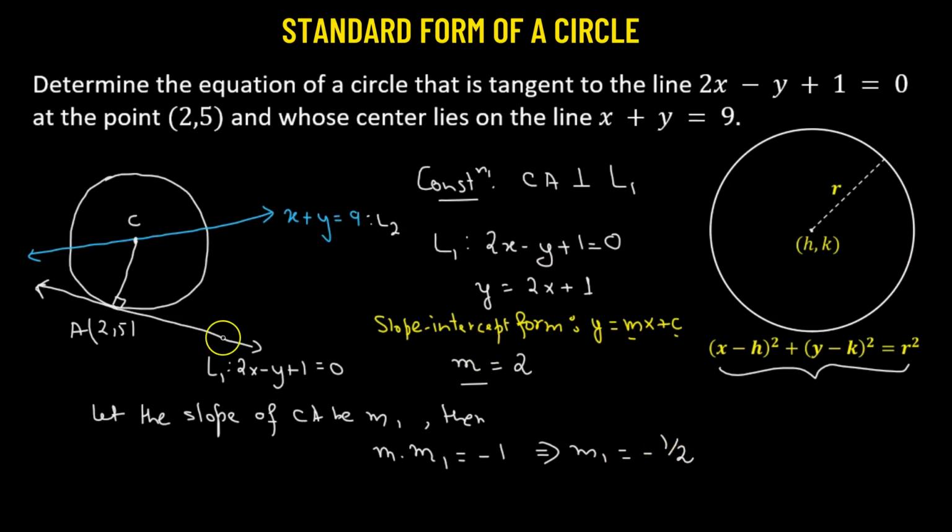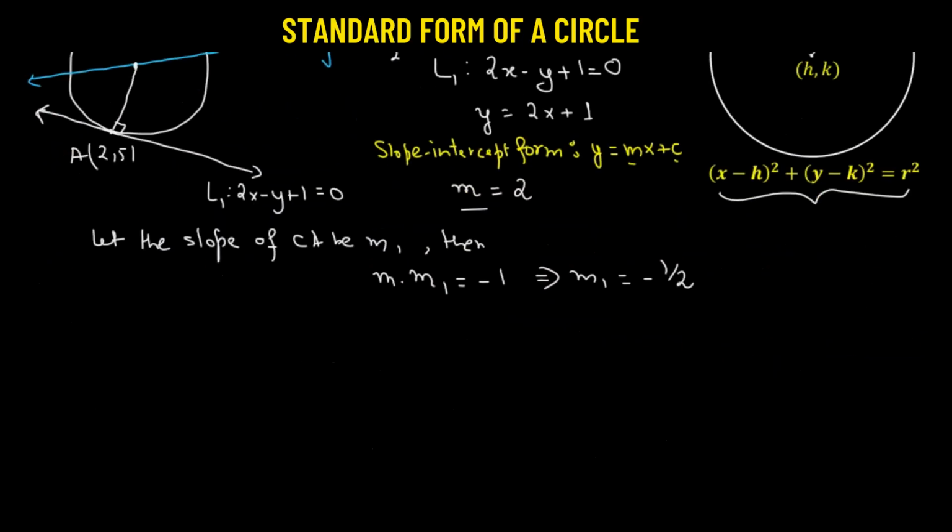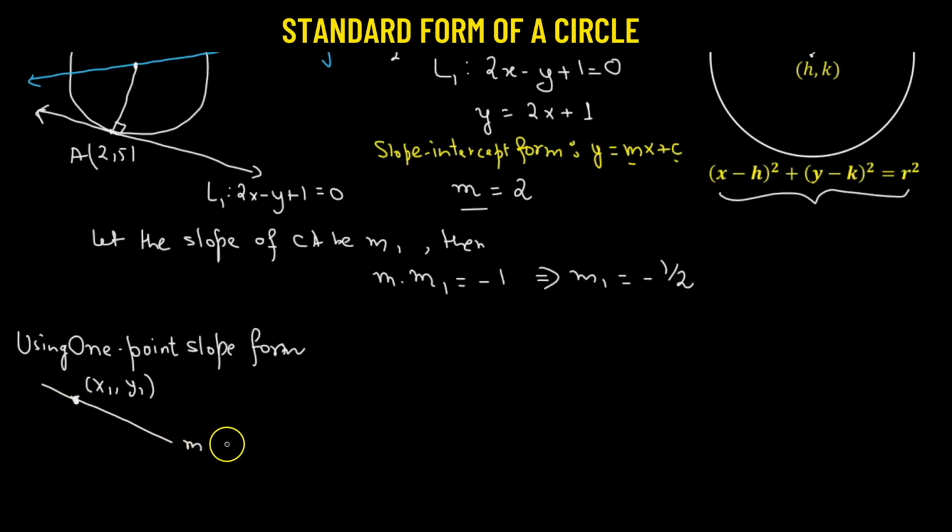Now that we have the slope and we also have one coordinate point A, we can use the one point slope form to find the equation of line CA. So let's first state the one point slope form. Let's say we have a point with coordinates (x1, y1), and a line passes through this particular point with a slope of m. Then the equation of this line is given by y minus y1 equals m times (x minus x1). This is referred to as the one point slope form.